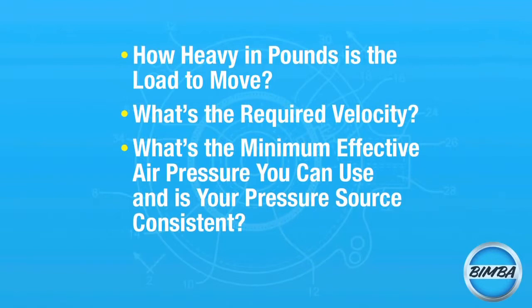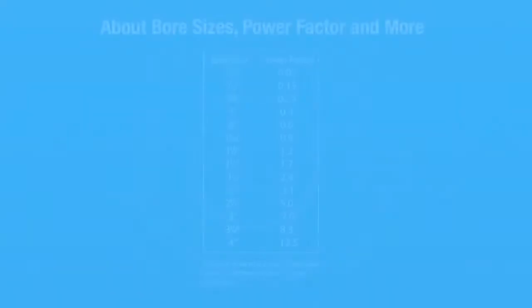What's the minimum effective air pressure, and is your pressure source constant? To maximize cylinder life and performance, you need to provide consistent airflow at the minimum effective pressure to maintain the desired velocity. Ideally, the cylinder should be able to move the minimum load at the minimum acceptable velocity and at the minimum available air pressure.